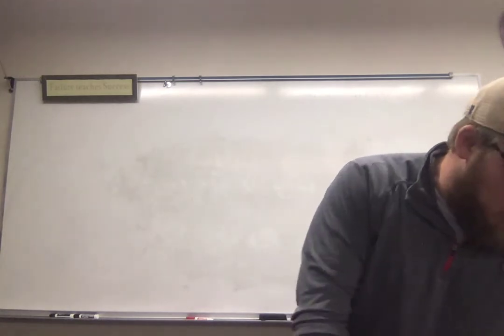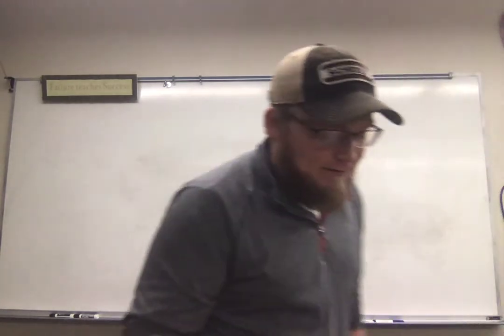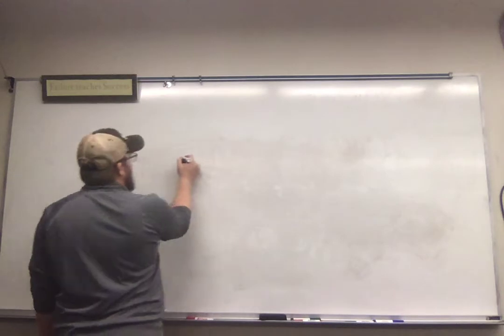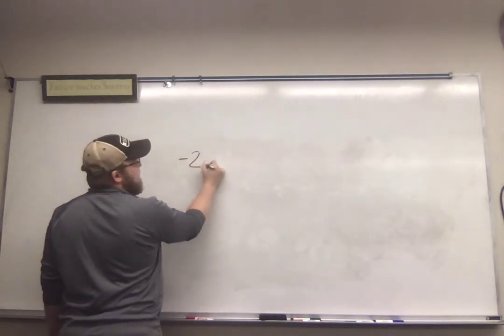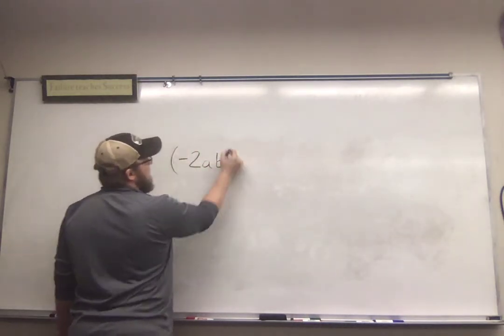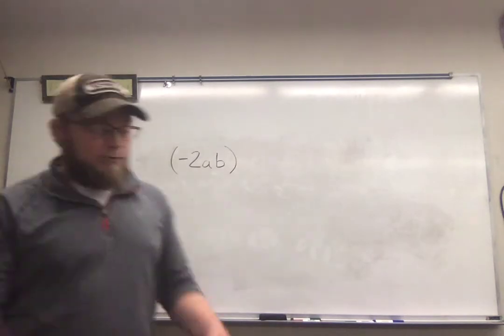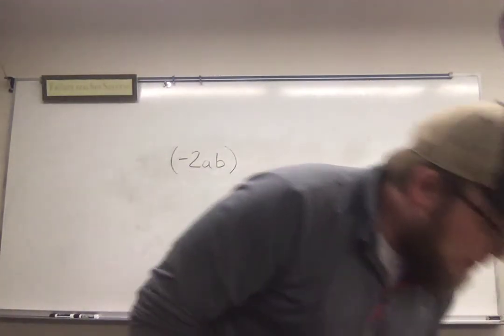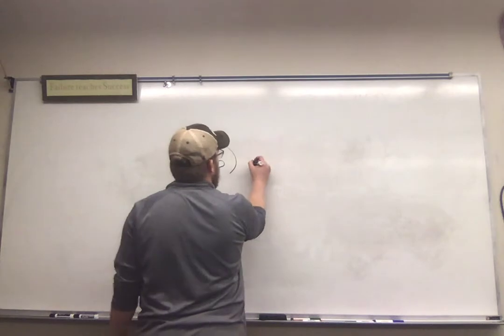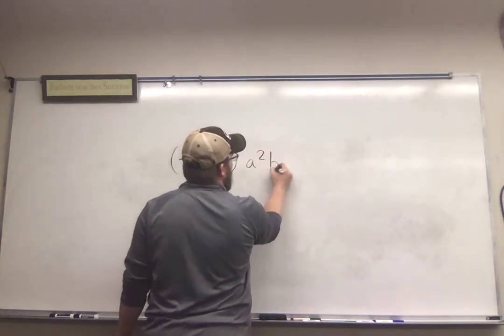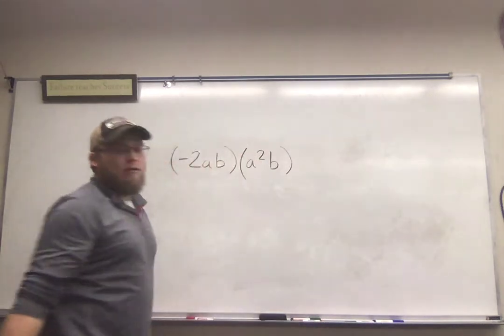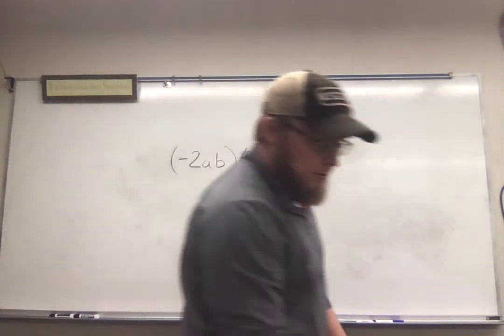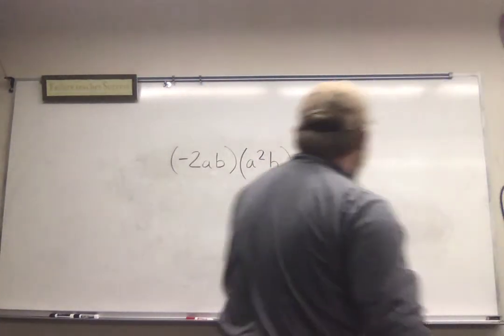Again, write the problem on the board, or write the problem in your notebook. Negative 2ab, that's the start of it. So I'm going to write negative 2ab in parentheses. And then I'm going to write the next one, a squared b. Okay? And then I'm going to write the last one, 3b cubed.